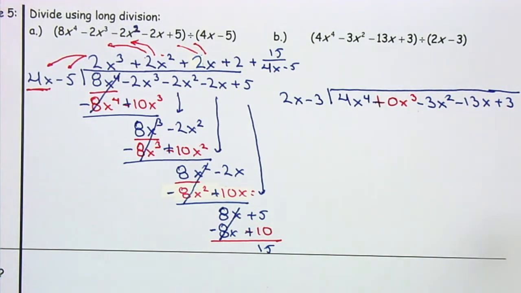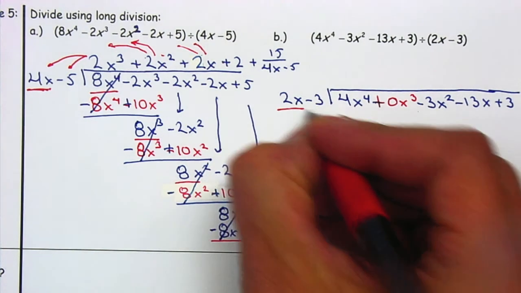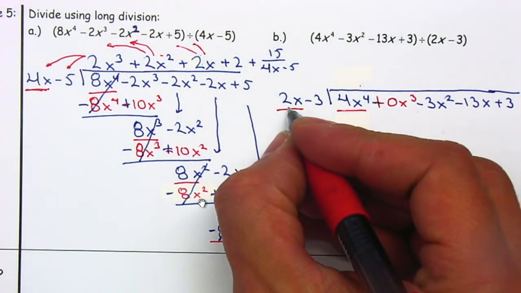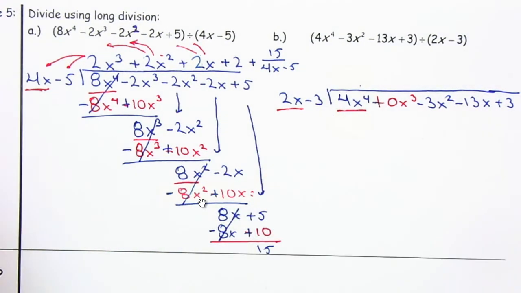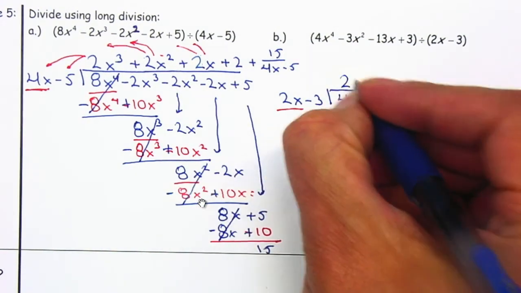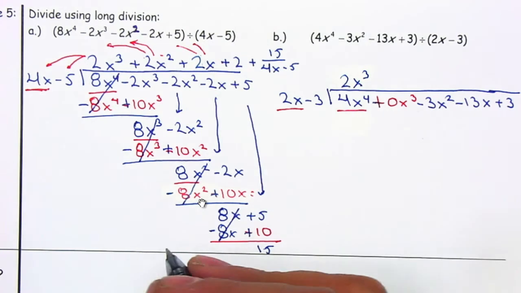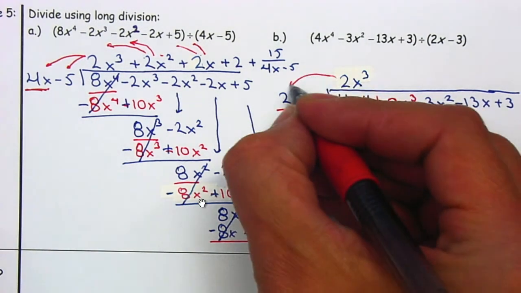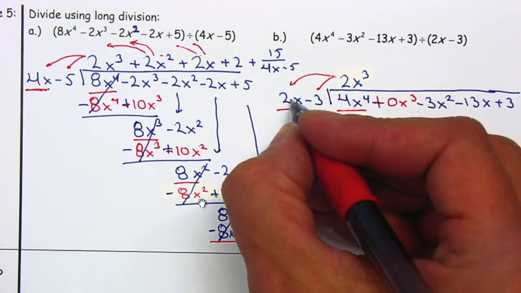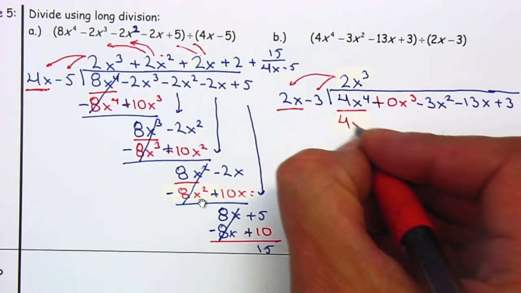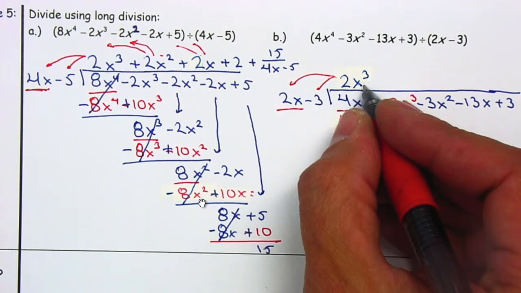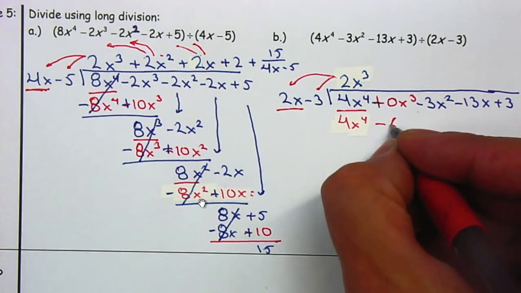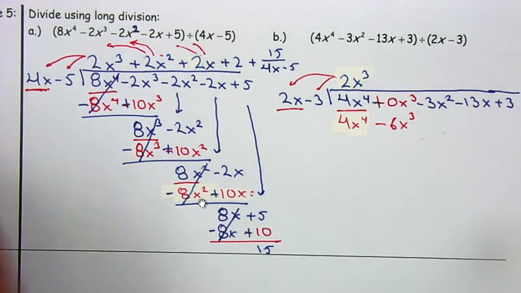Great. So let's start the process. What do I need to multiply 2x to get 4x to the 4th? Correct, 2x to the 3rd. 2x to the 3rd will be multiplied by each one of them. 2x to the 3rd times 2x will give me 4x to the 4th. 2x to the 3rd times negative 3 will give me negative 6x to the 3rd.